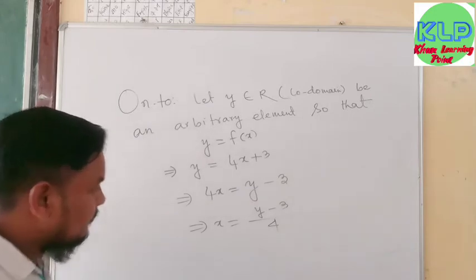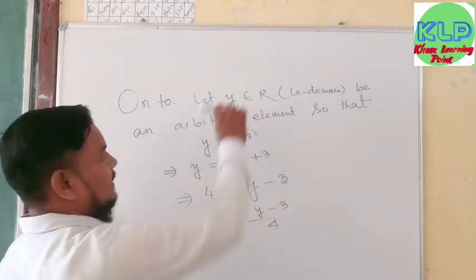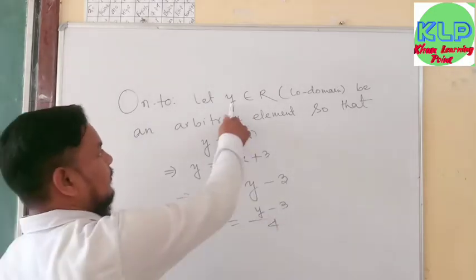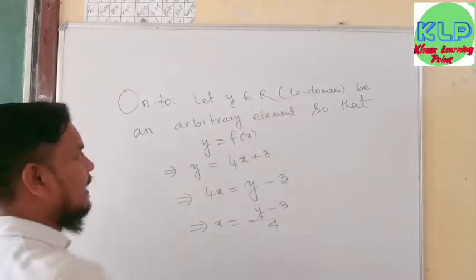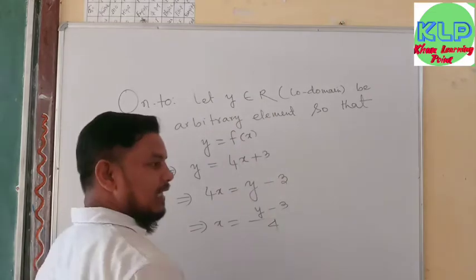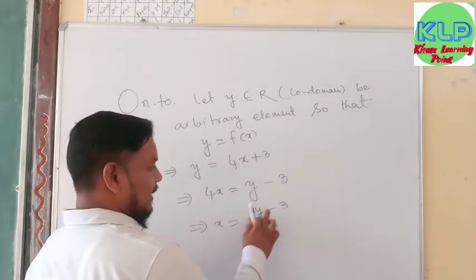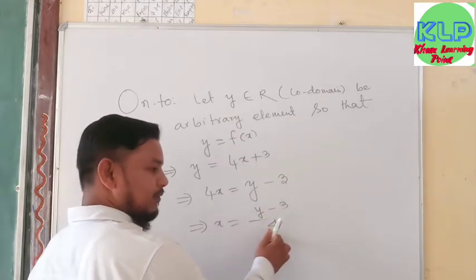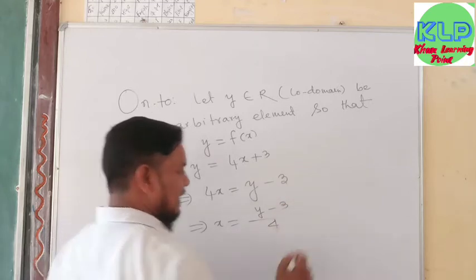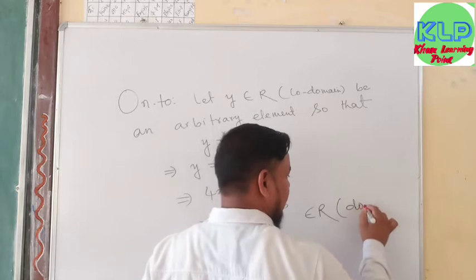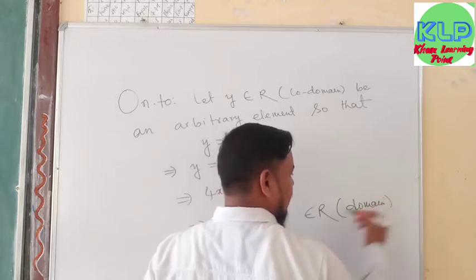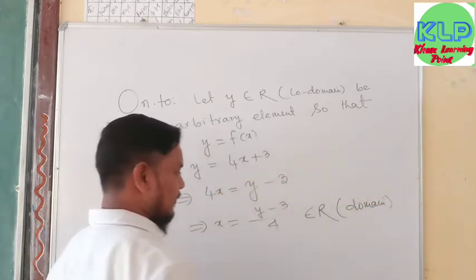Okay. Now here y is a rational number. Sorry, yes, y is a real number. y belongs to R means y is a real number. Therefore (real number minus 3) divided by 4 is again a real number, which belongs to the set of real numbers. Here the set of real numbers is nothing but the domain of the function f.